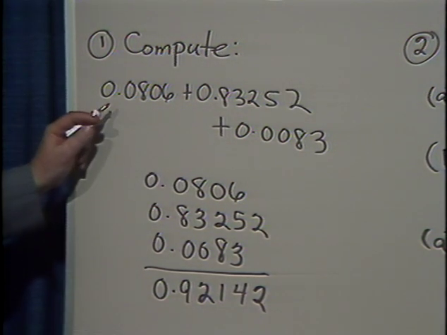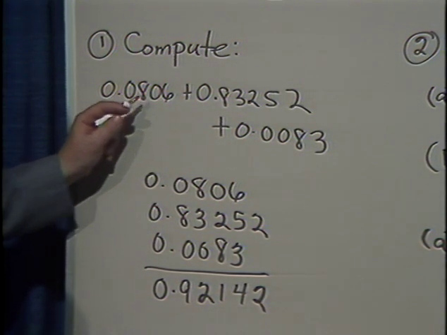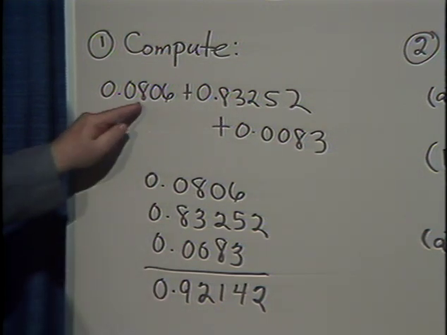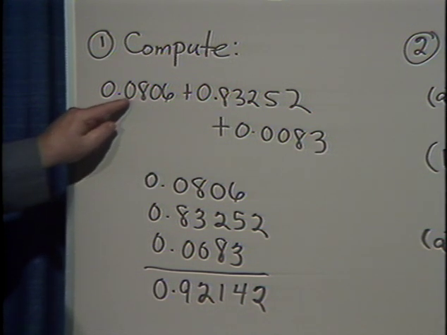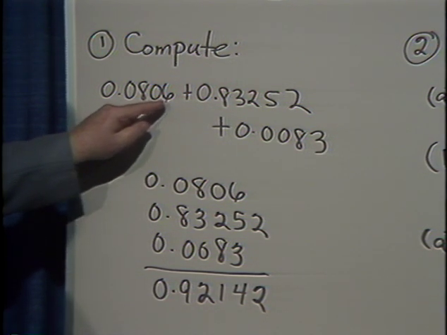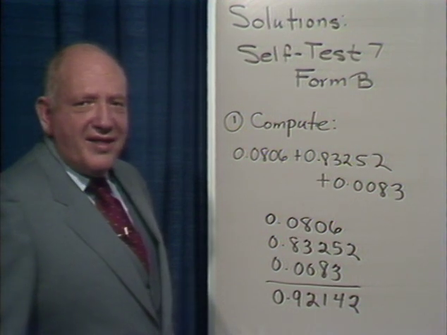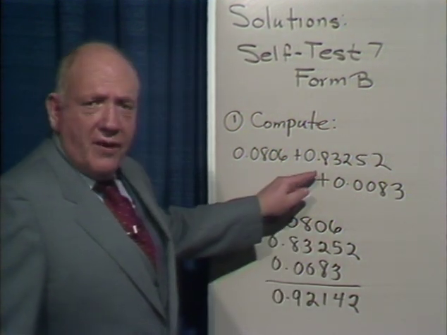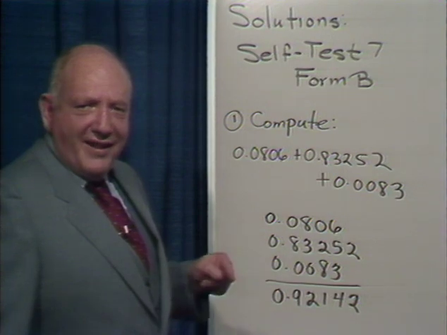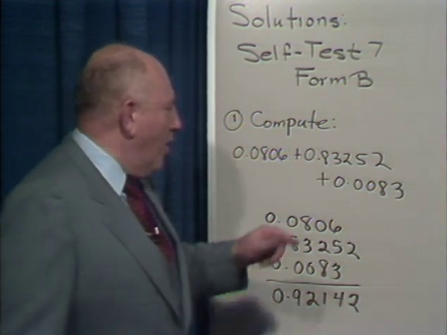The first problem says to add 0.0806. And by the way, if you want to learn to read this, how do you read this? Without the decimal point, it would be 806. It's going to be tenths, hundredths, thousandths, 10,000ths. That's 806 10,000ths. But for brevity, I will just read it with point and have you figure out any other reading that you want.